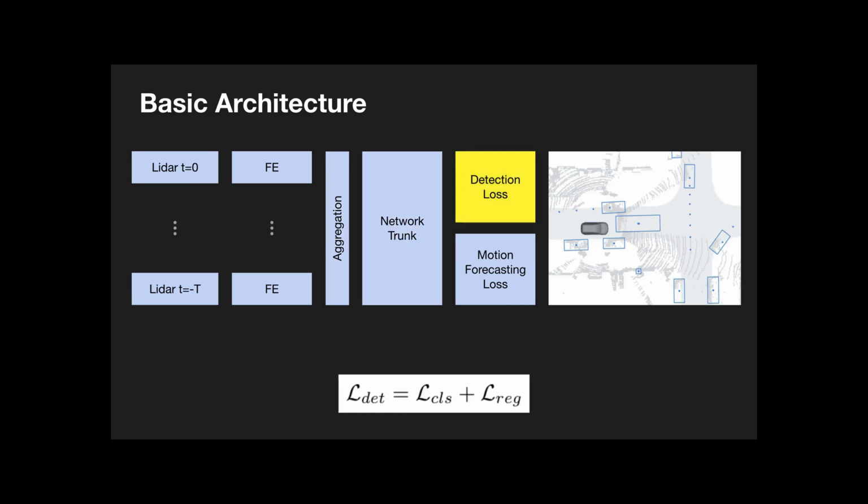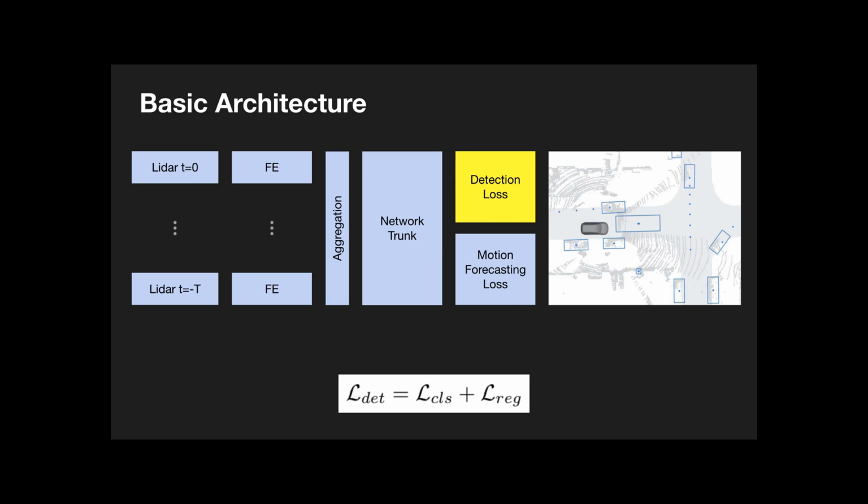Now, going to the tasks, we have detection loss and motion forecasting loss. For detection loss, we generally have two components. First, we need to separate the objects from the road and other background elements, as well as determine their class. This segmentation is done by a classification loss. Most papers use cross-entropy or some variant of focal loss to deal with data imbalances.